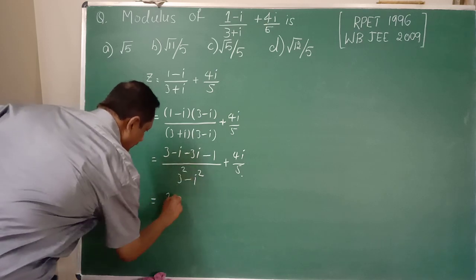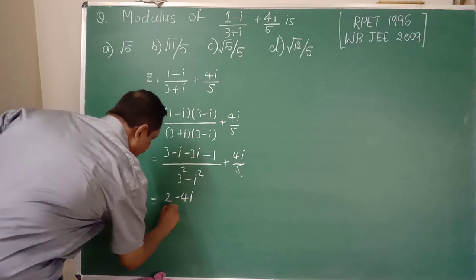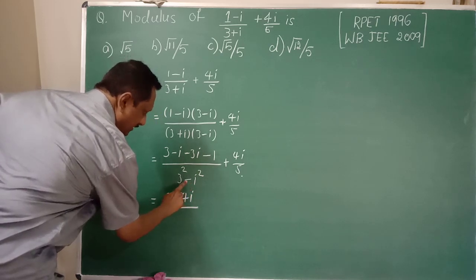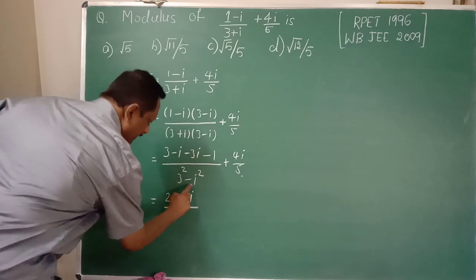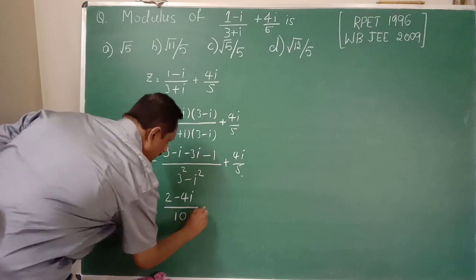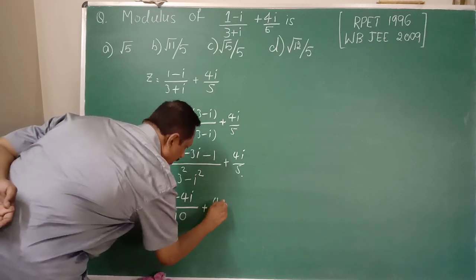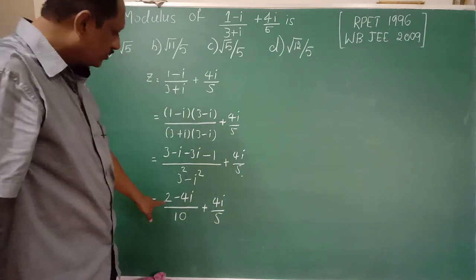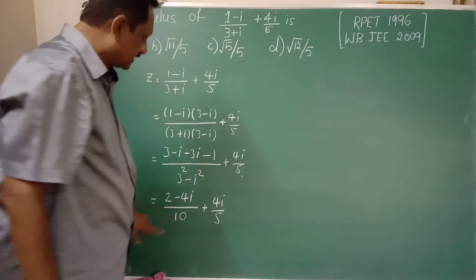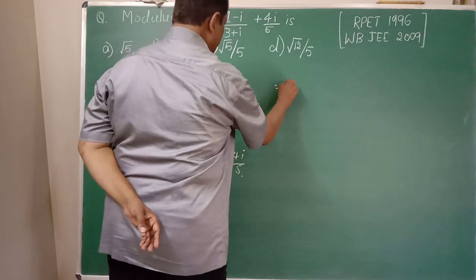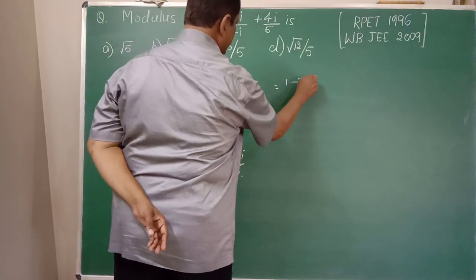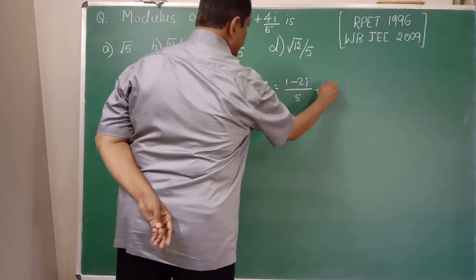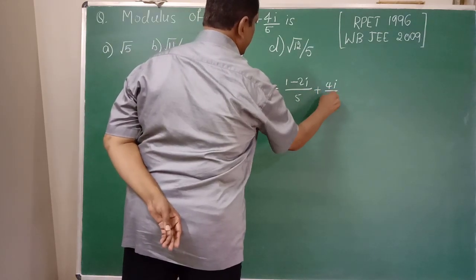Minus i minus 3i, that is minus 4i, divided by, in the denominator, i square is minus 1, minus of minus becomes plus. Then 3 square is 9, 9 plus 1 becomes 10. Then plus 4i divided by 5. Then take 2 as common factor: 2 ones are 2, 2 fives are 10, cancel. Then 1 minus 2i divided by 5, then plus 4i divided by 5.